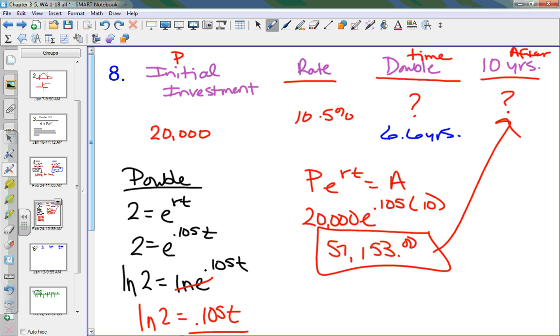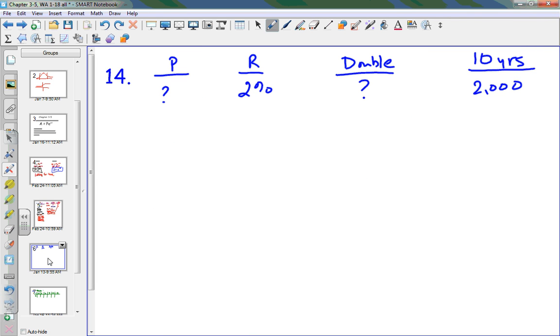Now, does that make sense? Well, think about the calculation that you just did. The calculation before that said the time it takes to double your money is going to be 6.6 years. Well, my initial investment was $20,000, so 6 years later, I'm going to have $40,000 in my bank account. And give it another 4 years, would I have about $57,000 in there? That makes a great deal of sense. I'm happy with that. Do we understand that? Yes or no? Okay, let's do it all over again. Number 14.